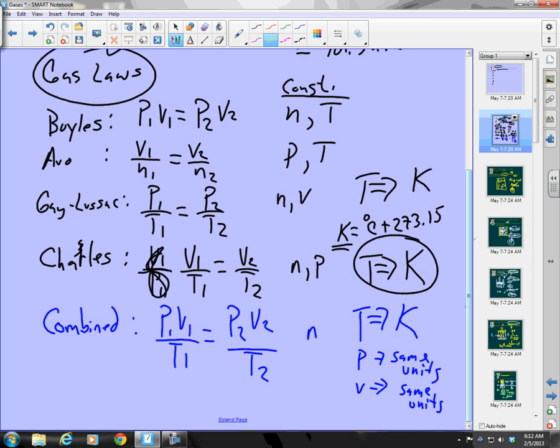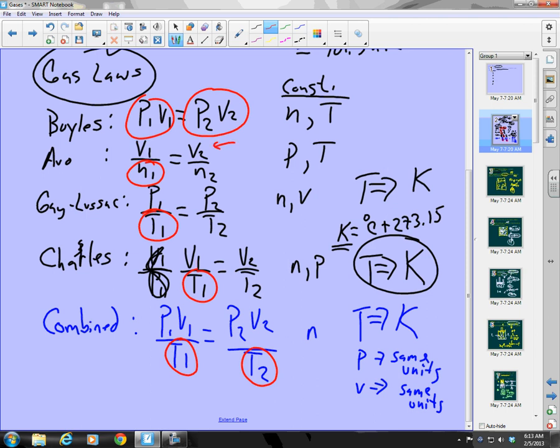Well, notice this. If I have something in the denominator, what is always in the denominator? It's either going to be moles or temperature that's in the denominator. What is never in the denominator? Pressure and volume are never in the denominator. So that might be a way to help you remember that temperature is always in the denominator, moles are always in the denominator, whereas pressure and volume are always in the numerator.